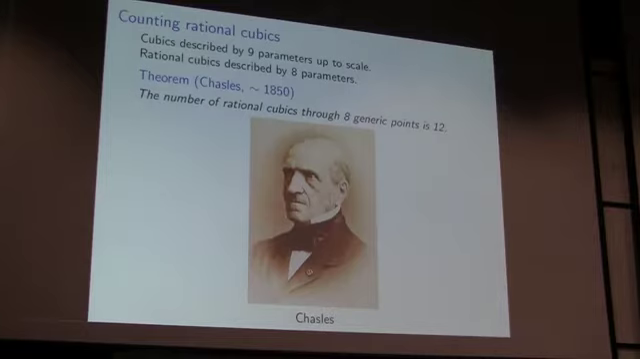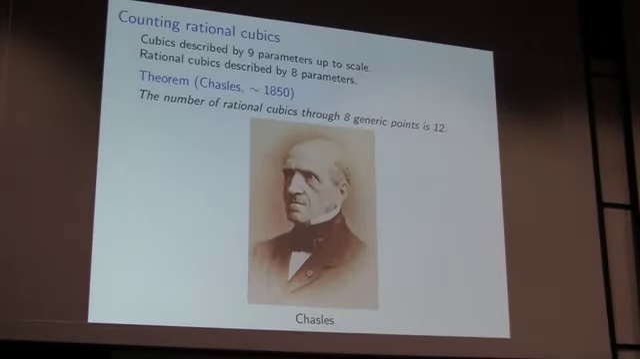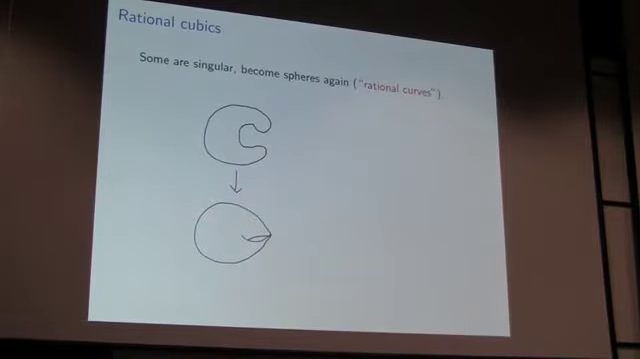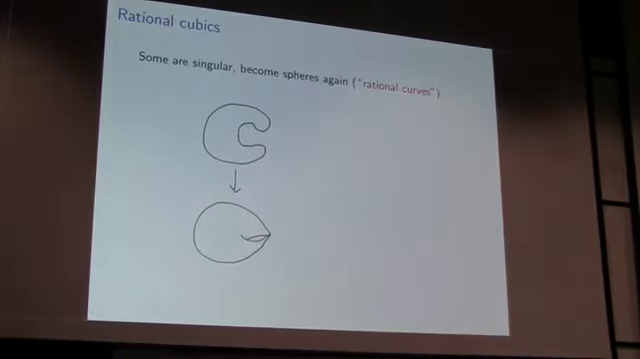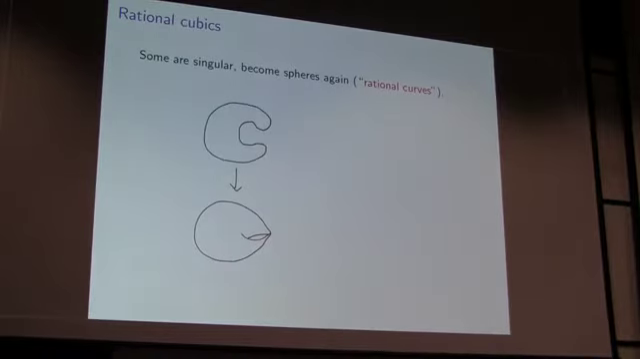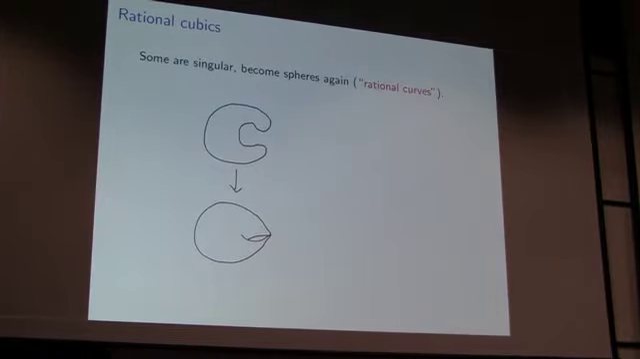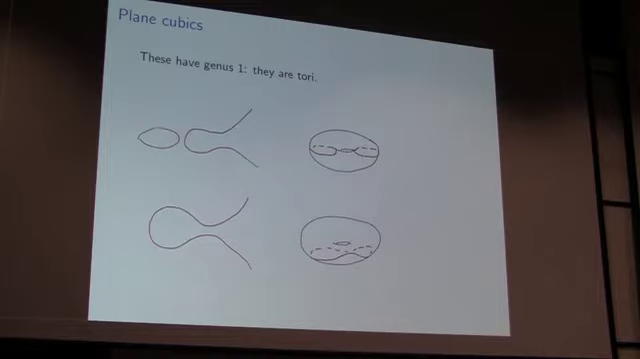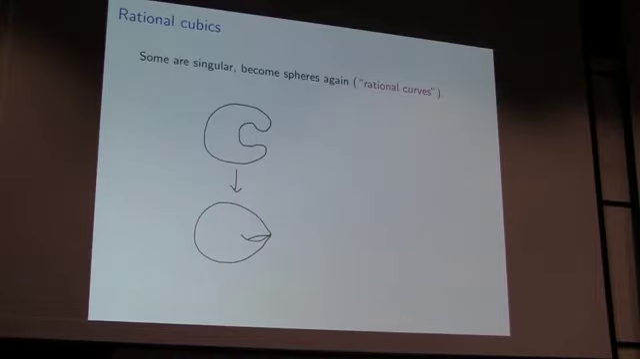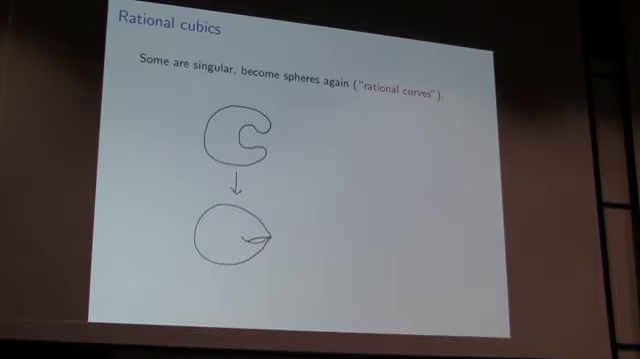And so you could count cubics, or you could count also rational cubics. These are so-called rational curves, the curves which look like spheres. Let me go back here. This looks like a torus, not a sphere in any sense, but this guy looks like a non-inverted sphere.